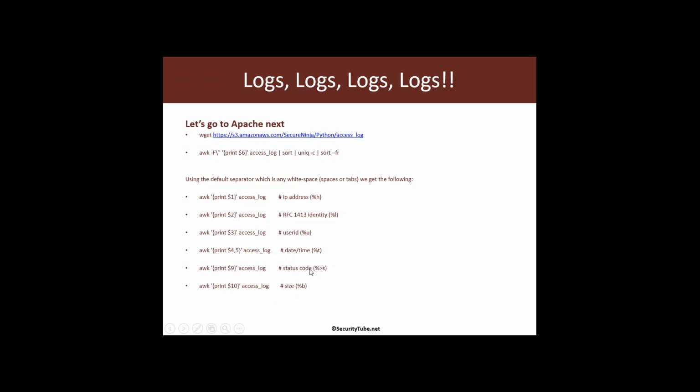Awk print 9, status code. Okay, what are the status codes? That'll be like, if the request is accepted, it'll be a 200 OK. If it's a redirect, it'll be like a 301. Like, hey, I'm asking for this page. The page that you're asking for isn't there. You need to go here to get it. That's a redirect. If you get a 404, that means the file's not found, right? You asked for this page and I don't have the page that you requested.